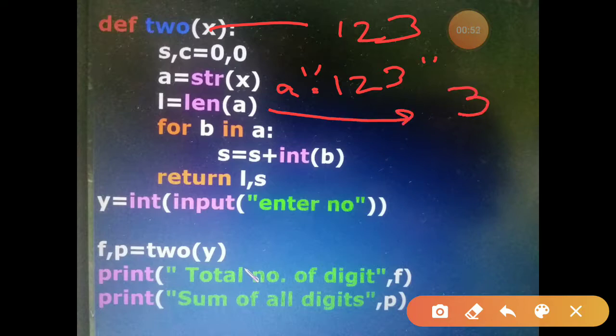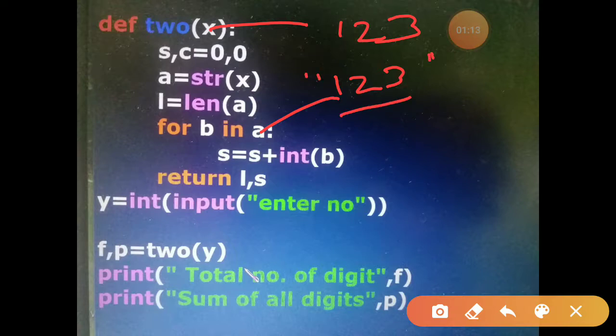Now I am using a for loop because it is easy. Now what is a? A is having the value 1 2 3. This is the value of a. One number will come in b. The first value of b will be 1. Converting it to integer. Why? Because this time it is what? It is a string. You cannot add a string, so we have to convert it into an integer. That means 1 plus 0, it will be 1.